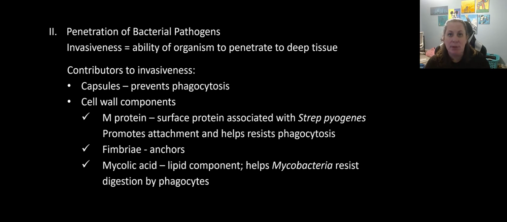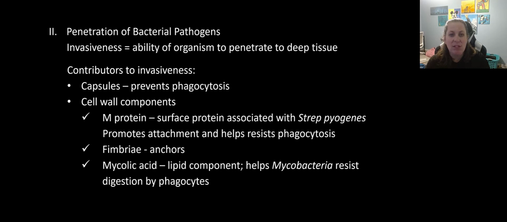Well, they might have a capsule. Capsules prevent phagocytosis, which is cell eating. This prevents your immune system from eating or consuming the invader. They may also have some cell wall components that are helpful. Some examples, they may have an M protein. This M protein on their cell wall allows them to have surface proteins that can attach. These are associated with Streptococcus pyogenes, and it actually promotes attachment and helps resist being eaten, phagocytosis.